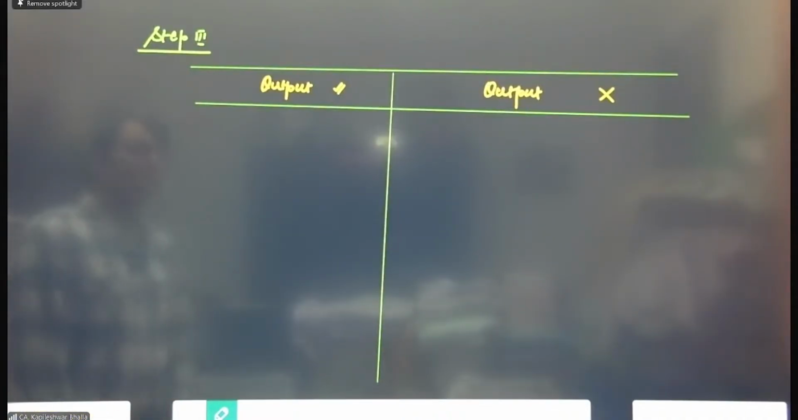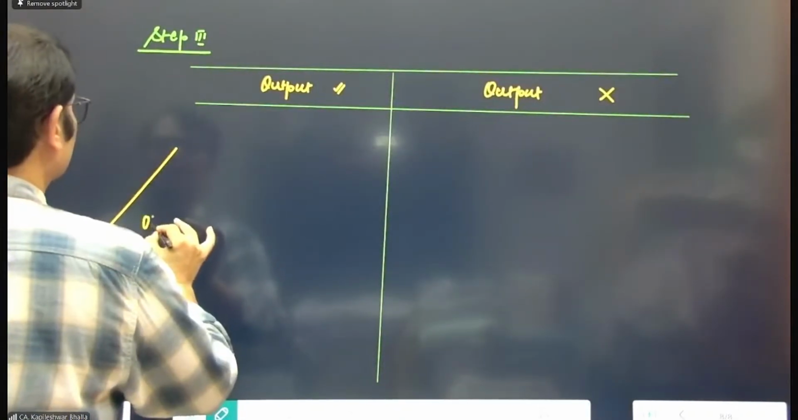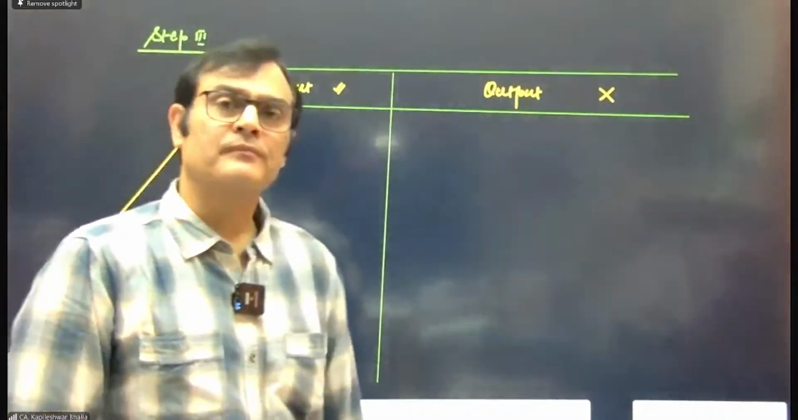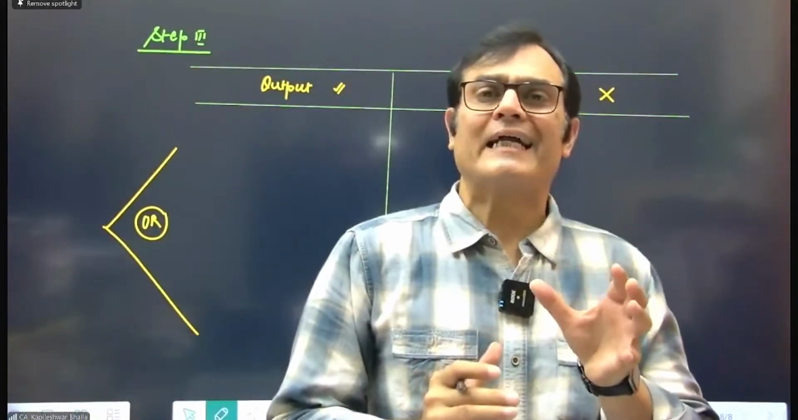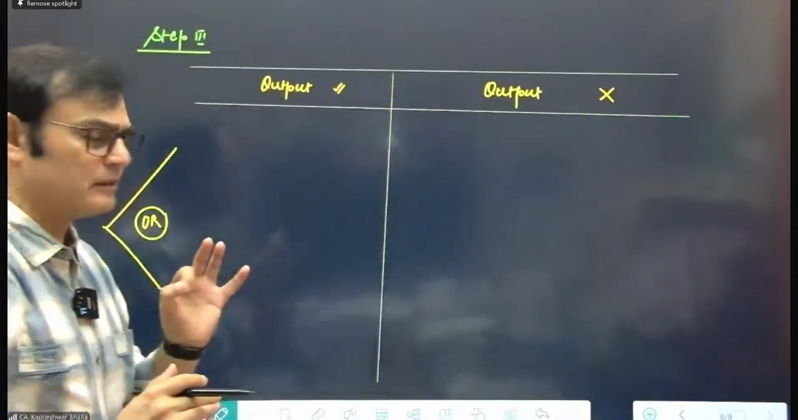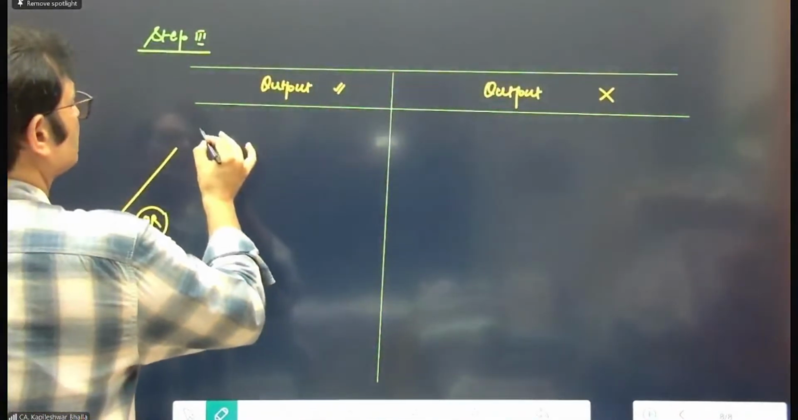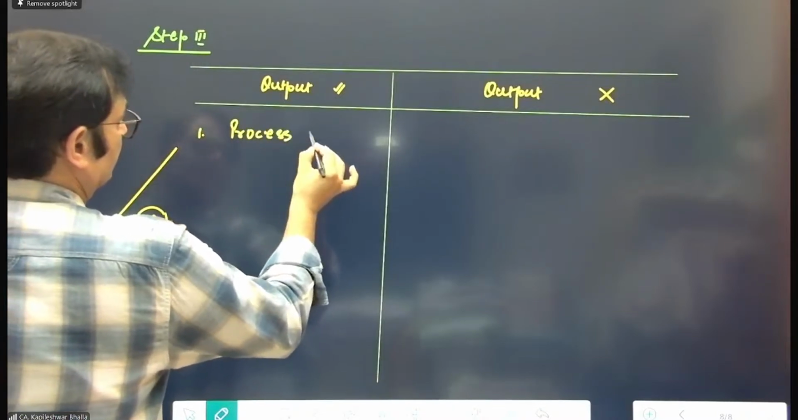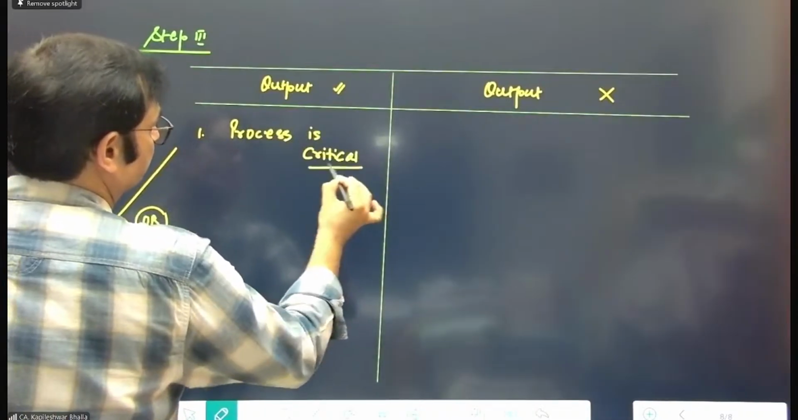Now, if the output is present, you need to meet any one of two categories of conditions. If the output is present, you need to prove one of the two categories of conditions. So I'm just putting the crucial words out here. The first set of conditions is that the process is critical. You need to say that the process is critical in nature.